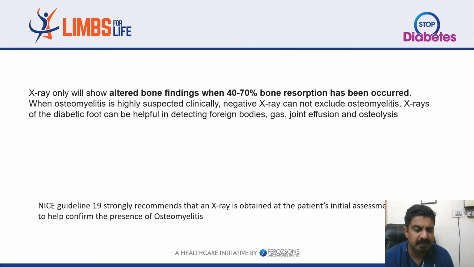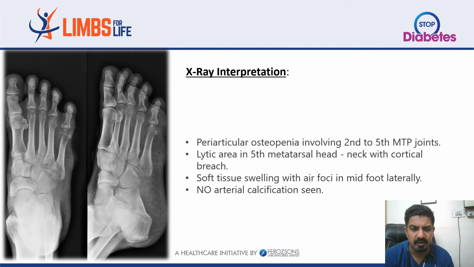So X-ray only will show altered bone findings when 40 to 70% bone resorption has occurred. When osteomyelitis is highly suspected clinically, negative X-ray cannot exclude osteomyelitis. X-rays of the diabetic foot can be helpful in detecting foreign body, gas, joint effusion, and osteolysis, but they're not the gold standard for diagnosis. So you don't completely depend on the X-ray.